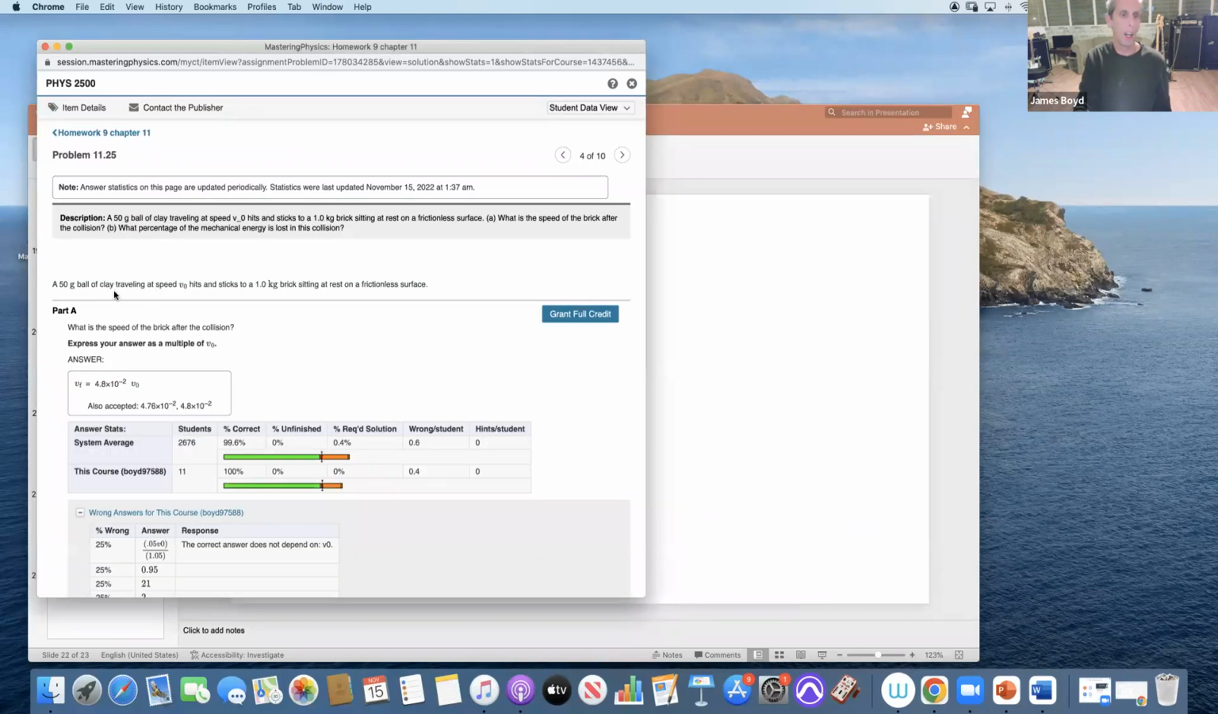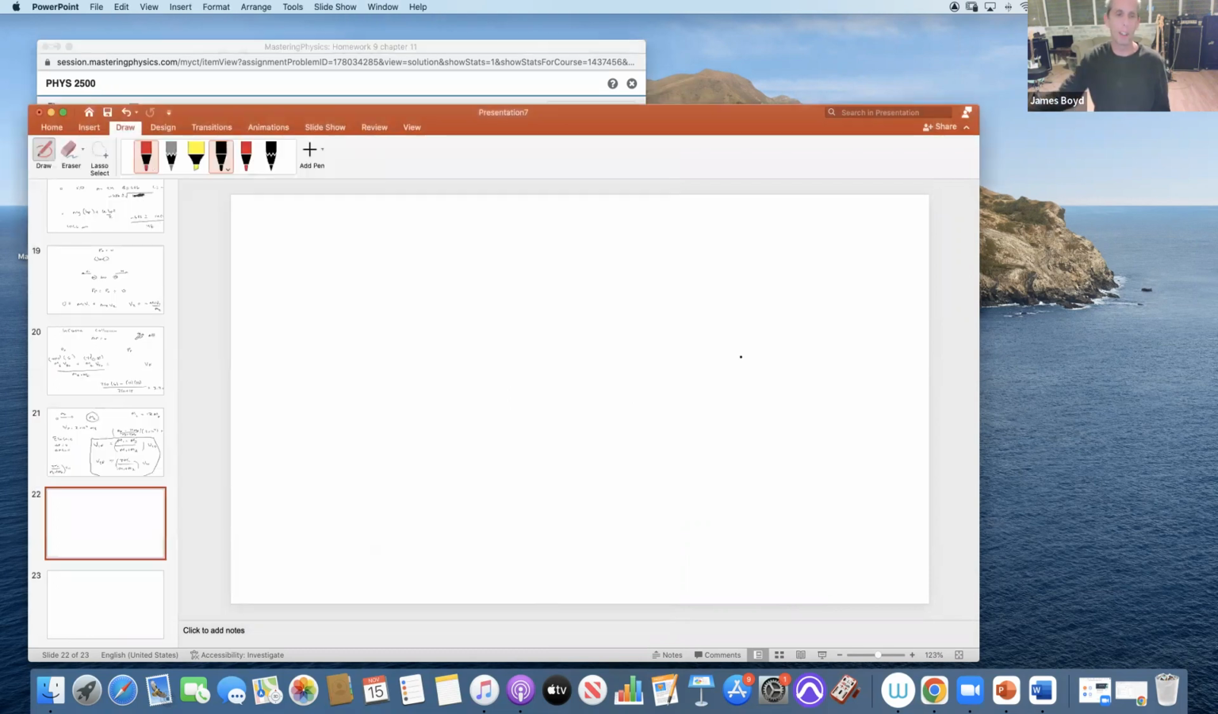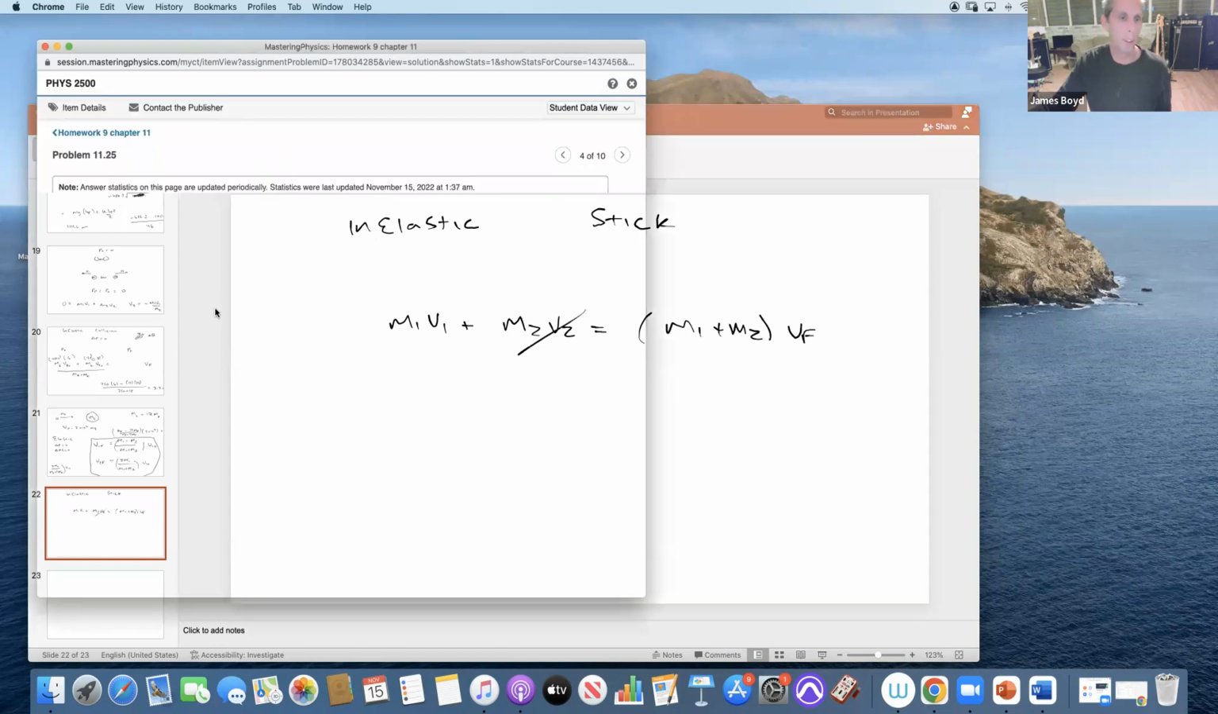So a ball of clay traveling hits and sticks to a 1 kilogram brick sitting at rest on a frictionless surface. What is the speed of the brick? This is an inelastic collision. They stick together. So M1 V1 plus M2 V2 is M1 plus M2 times V final. This is 0, the brick wasn't moving.